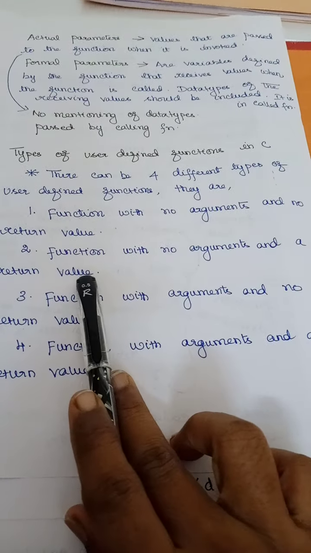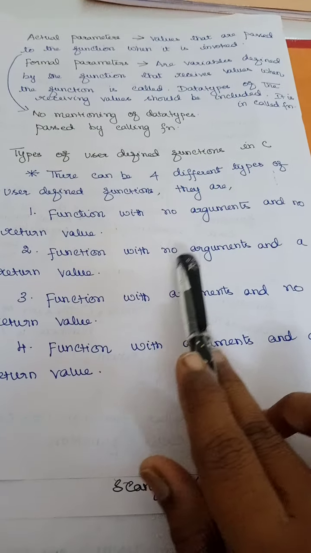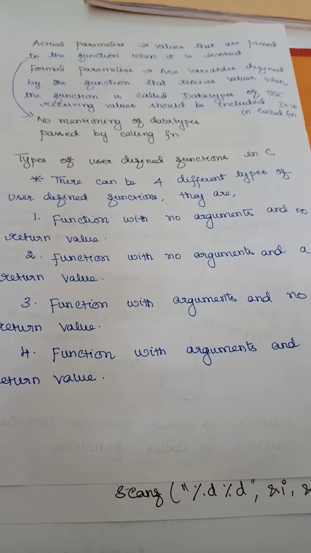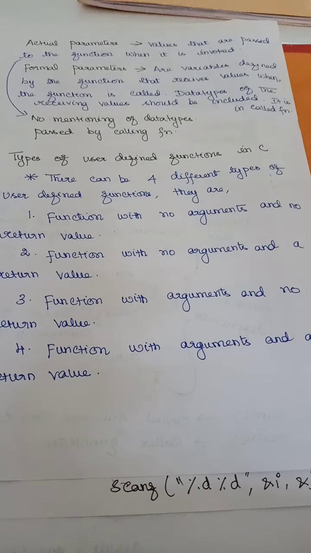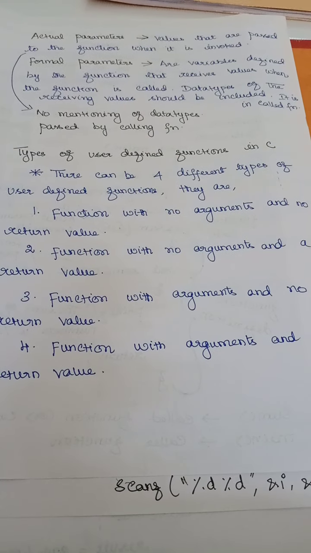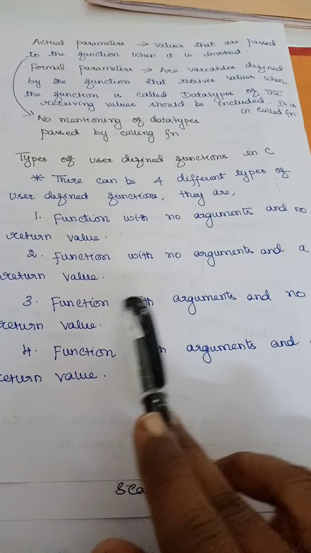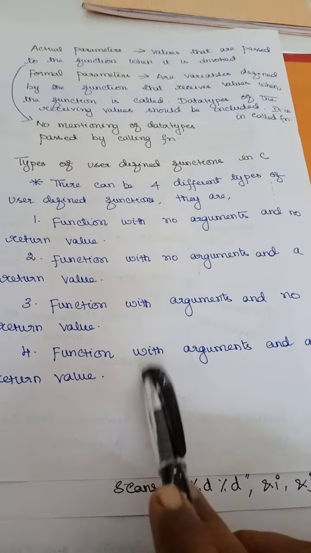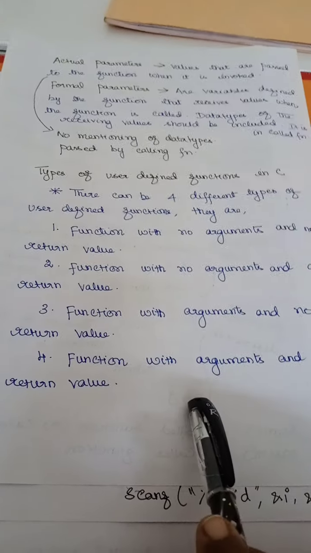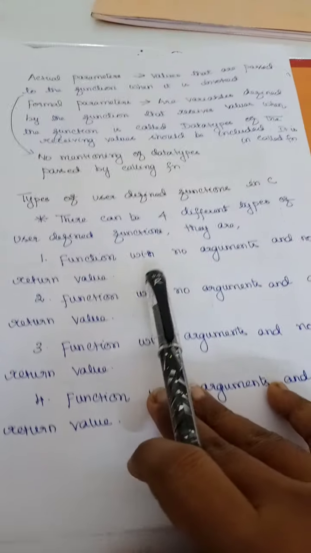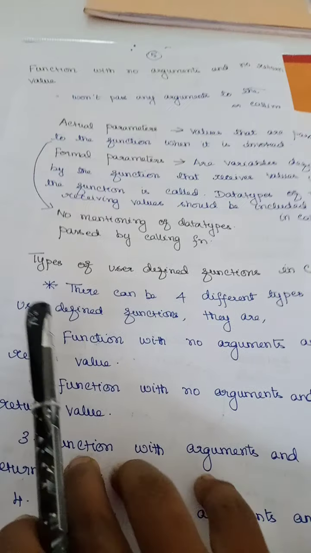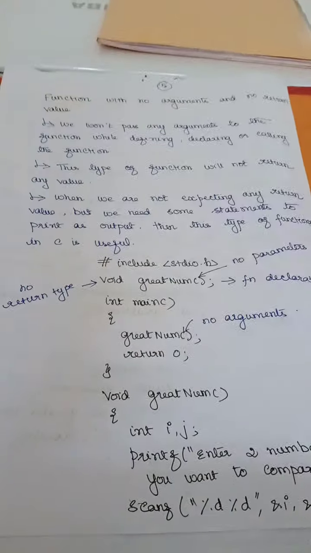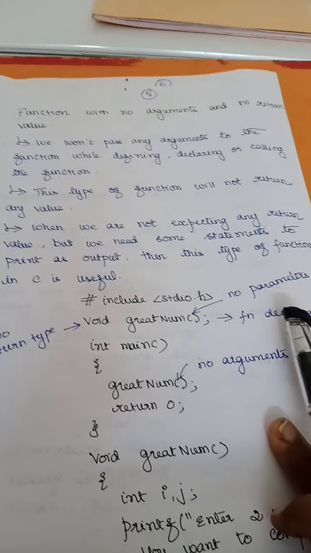And what is the second one? Function with no arguments and a return value. I am not going to take any arguments, but I am going to return a value, right? And the third one, with arguments and no return value. And the fourth one, with arguments and a return value. So we'll see them one by one. When we see the example, you will be able to understand. So don't get scared by seeing these terminologies, right?